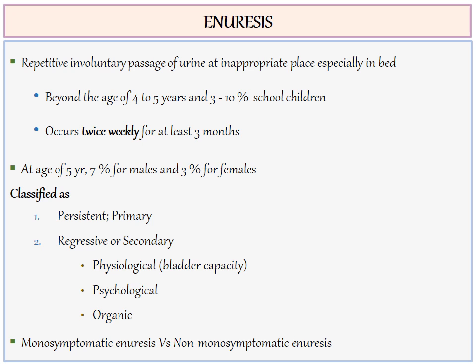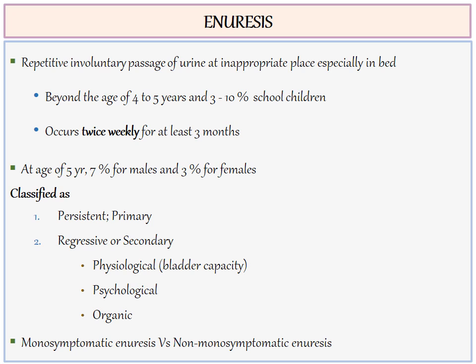Enuresis is the repetitive involuntary passage of urine at an inappropriate place, especially in bed, beyond the age of 4 to 5 years. It occurs in 3 to 10% of school children, twice weekly for at least 3 months at the age of 5 years; 7% for males and 3% for females. Classified as persistent or primary, or regressive or secondary.